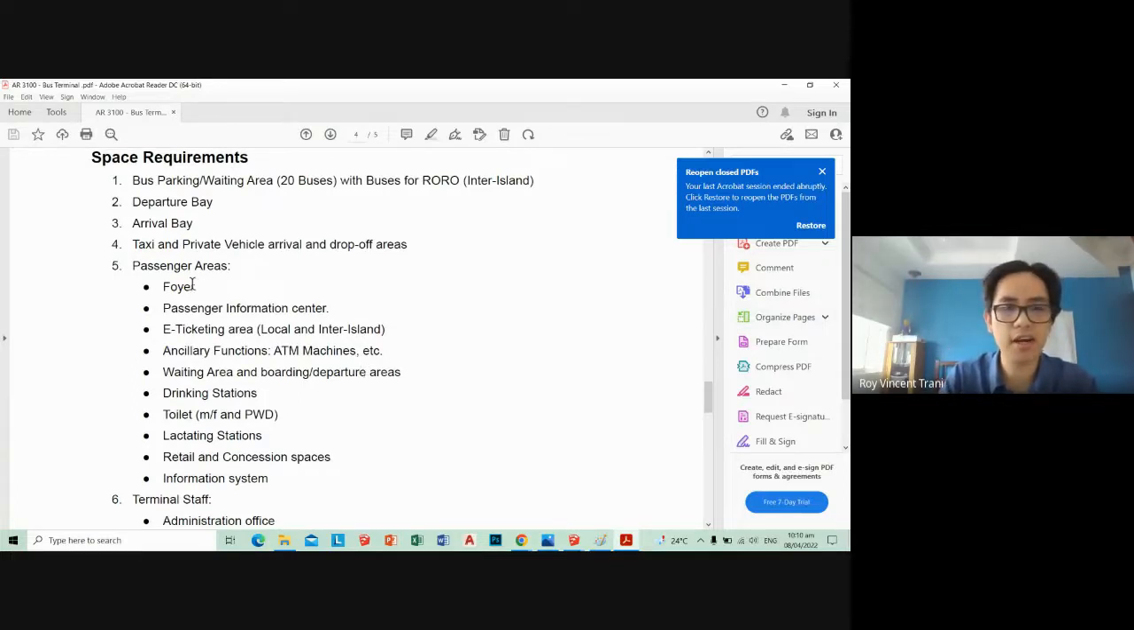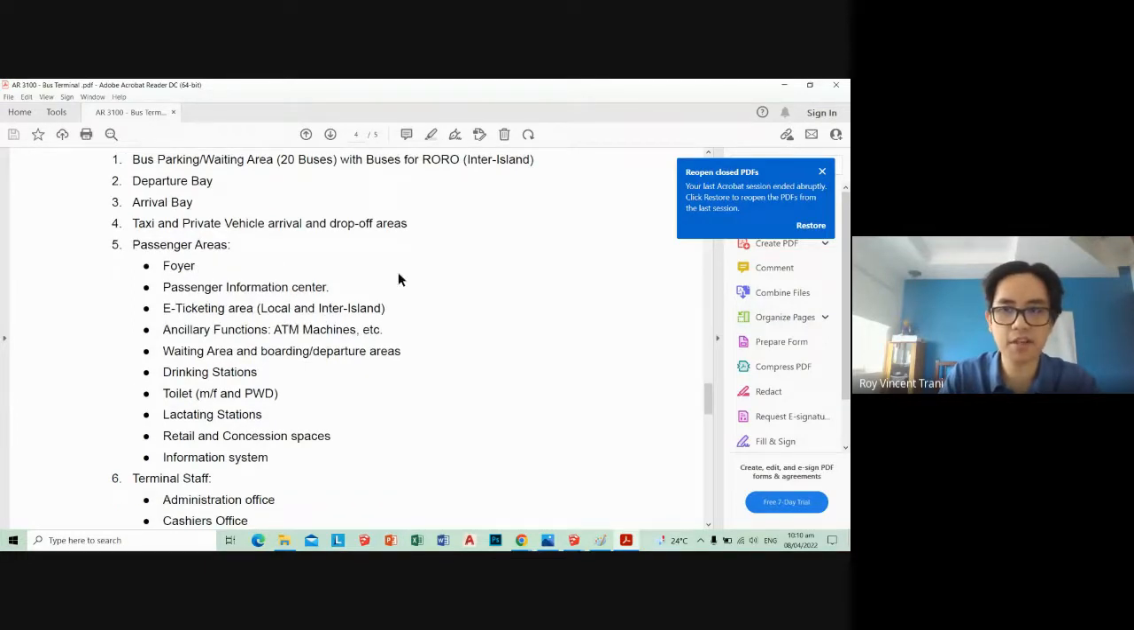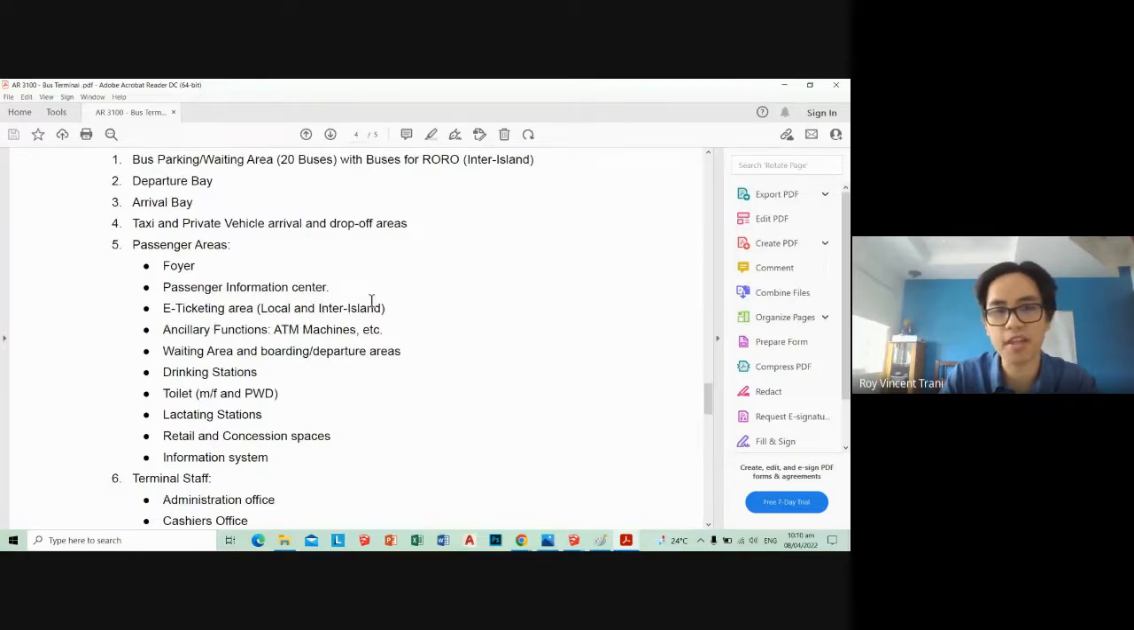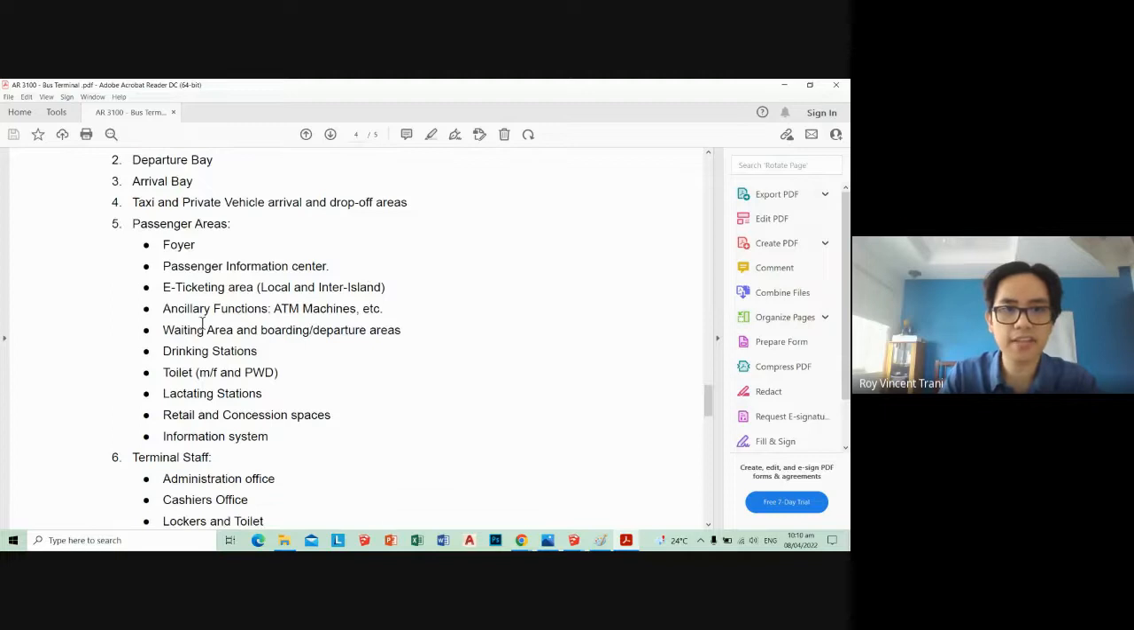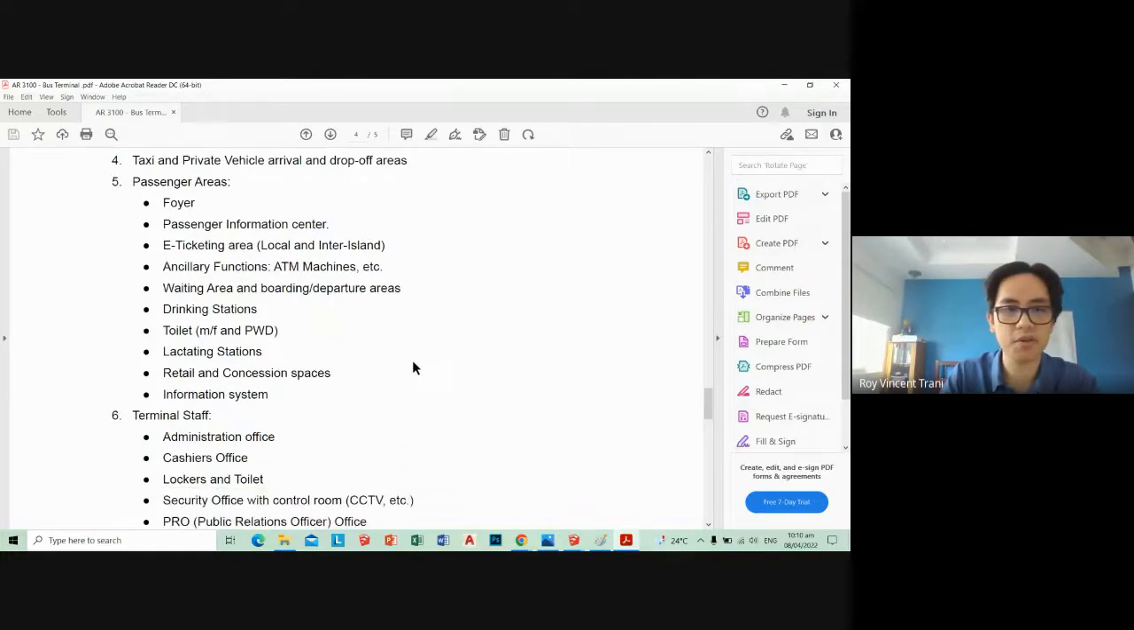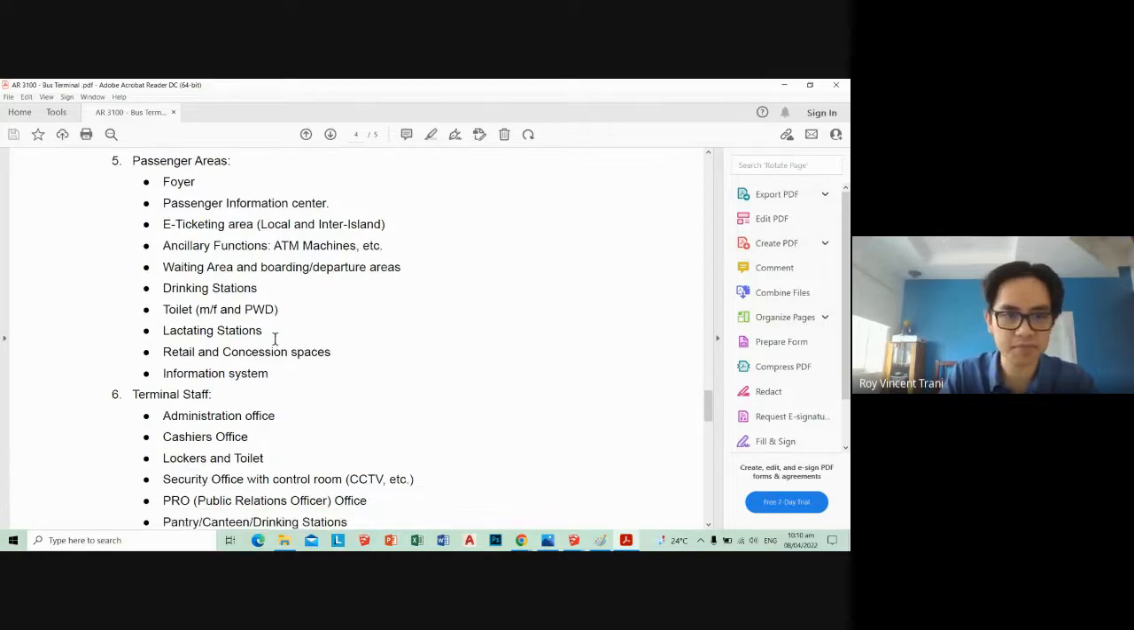The foyer, basically a lounge area. Passenger information center, I think everyone understands that. E-ticketing area, probably near or within the information center. Ancillary functions, ATM machines, I think everyone knows that. Waiting area, so this will be the place where people are carrying their bags or their stuff, the place directly next to the bus parking. Drinking stations, toilets, lactating stations, so additional services in the toilet areas.